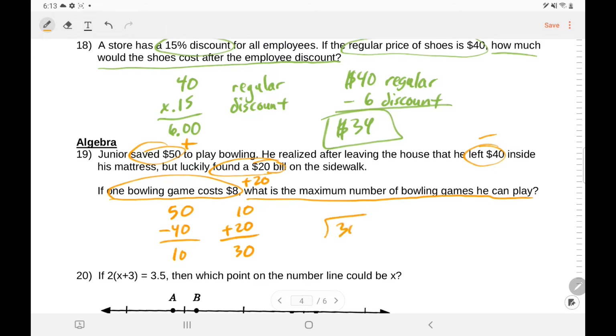So if we have $30 and each game costs $8, we can play, put down a 0, 8 times 7, 56, and so forth. Ends up being 3.75. 3.75 is the number of bowling games he can play, but you can't play 0.75 of a bowling game. So technically he can only play 3 bowling games. That's the maximum amount of games he can play.